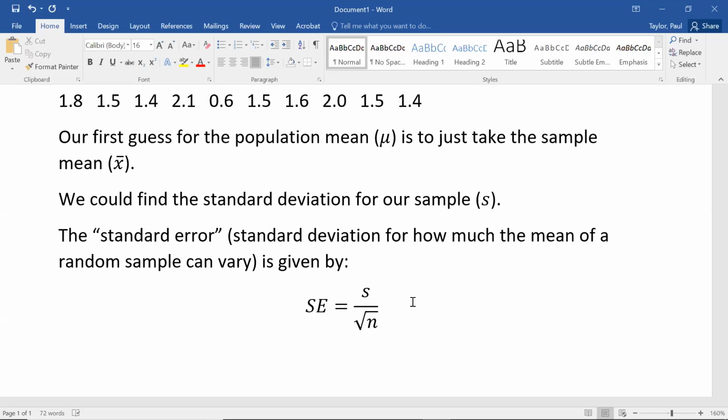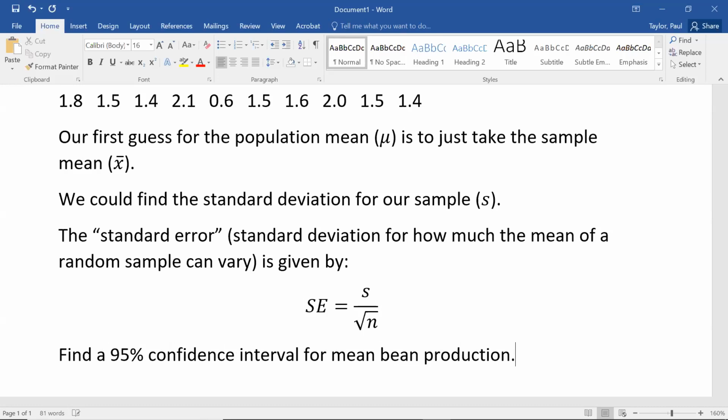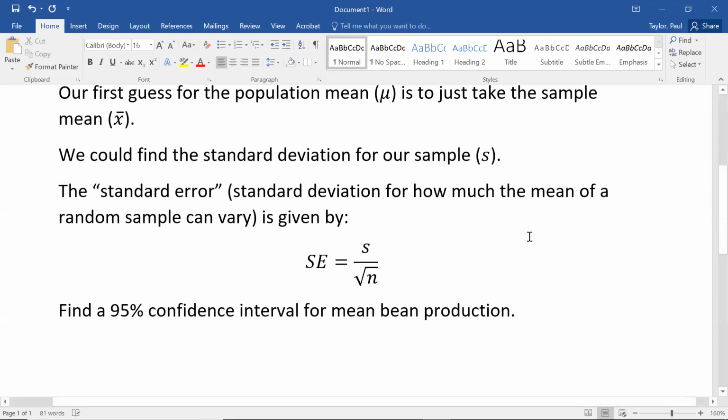Okay, so then what I would like to do is find a 95% confidence interval for the mean bean production. I think that I'll put the Minitab for this in a second video. So let me stop this video and we'll move on to the second video.